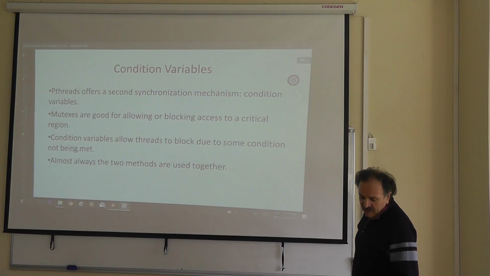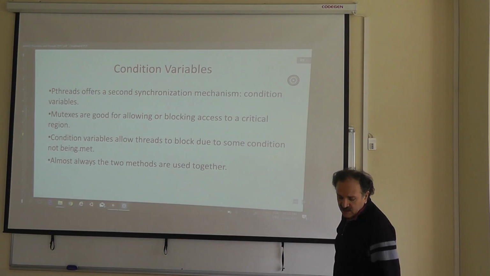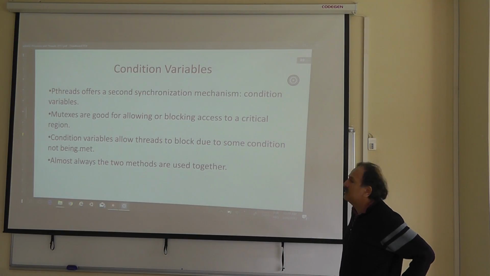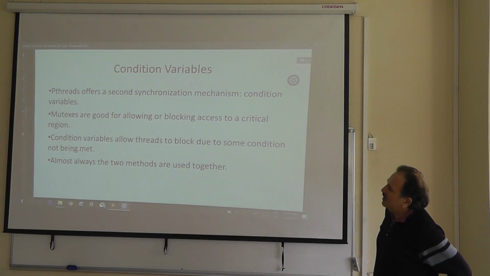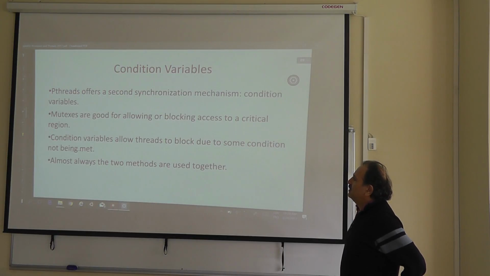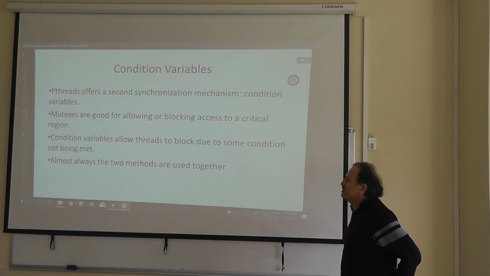Pthreads offer a second synchronization mechanism, condition variables. Mutexes are good for allowing or blocking access to a critical region. When I try to access the critical region, I down a mutex. If the region is available, then I go there. That's what I use these mutexes for.